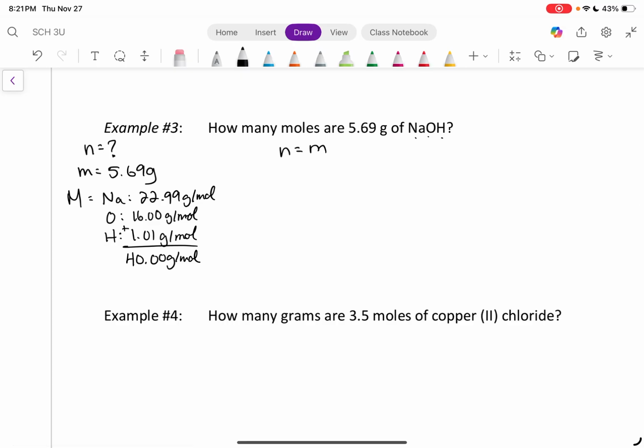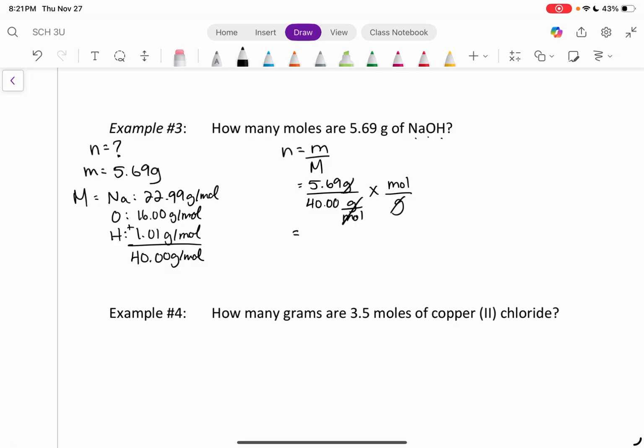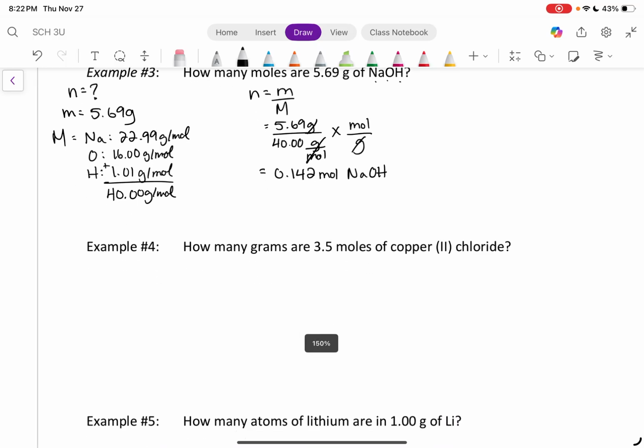Now I'm going to go ahead and solve. n equals little m over big M. 5.69 grams over 40 grams per mole. I'm not going to write it this way for the units. I'm going to do times mole over grams. That way my grams cancel out nicely and I'm left with moles. Now I'm left with 0.142 mole of sodium hydroxide. And this is how you would write your answer.